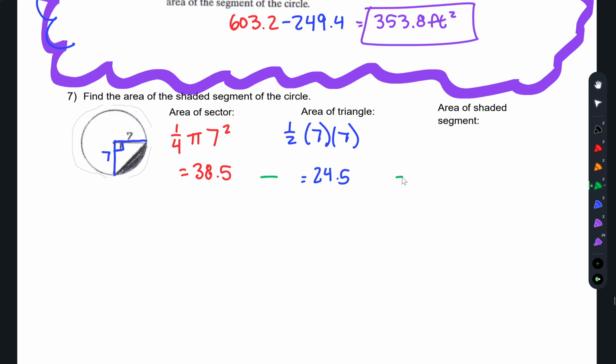So we're going to subtract them to get the total area of that segment, 14. Do I have a unit? Unit squared. That's all. Any questions on that? We understand the idea? Fantastic.